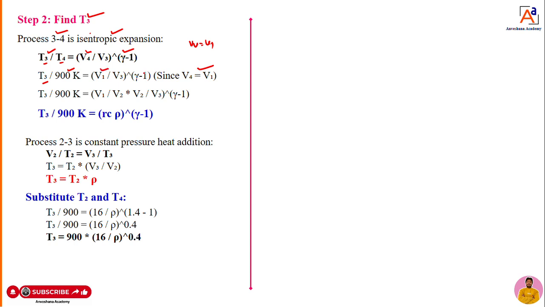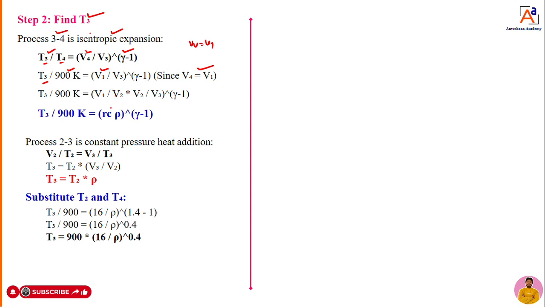So V1 by V3 to the power of gamma minus 1. T3 by, now I will substitute T3 by 900 Kelvin is equal to, but how can I write this V1 by V3 now? I can write it as V1 by V2 into V2 by V3. So here, dear students, V2 will get cancelled. Again it will remain as V1 by V3, but I can write it in another way. I have written it here now. So this I have already explained many times.